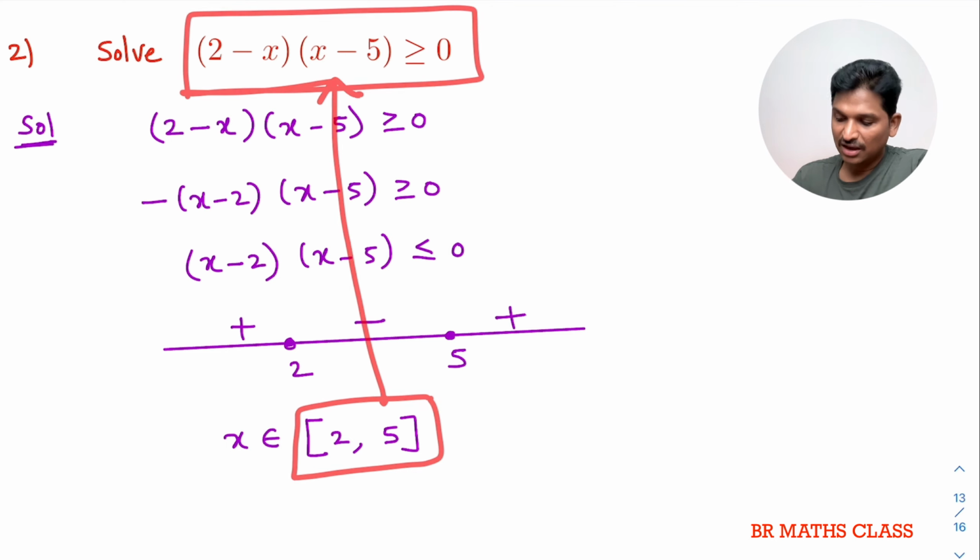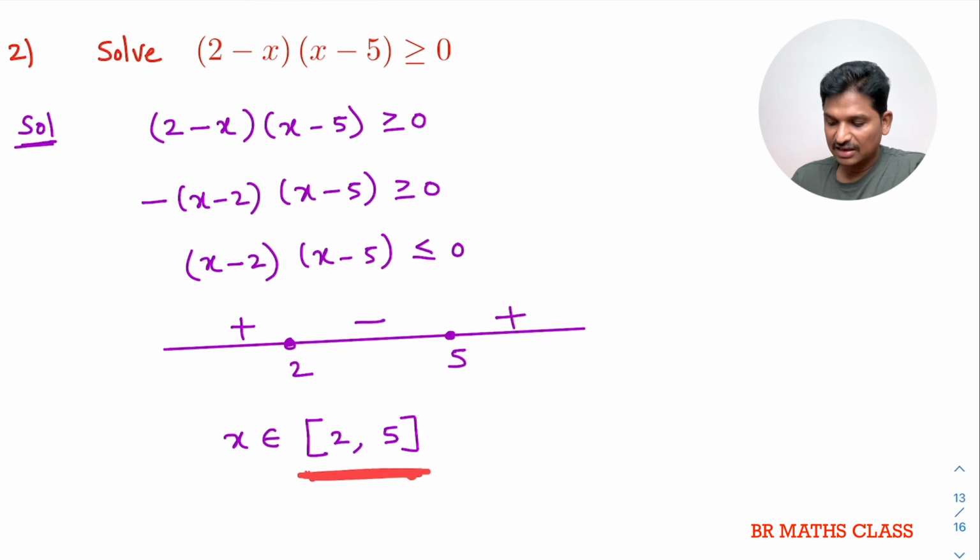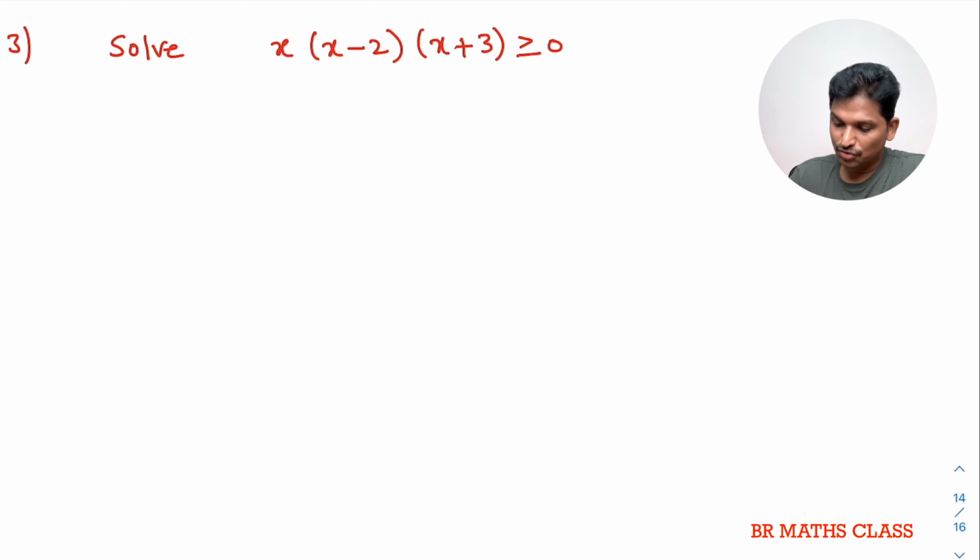So that's why for this linear inequality, the solution is the closed interval 2, 5. I hope you are understanding. Now we'll move to the next problem.